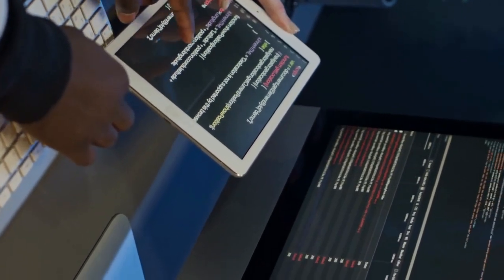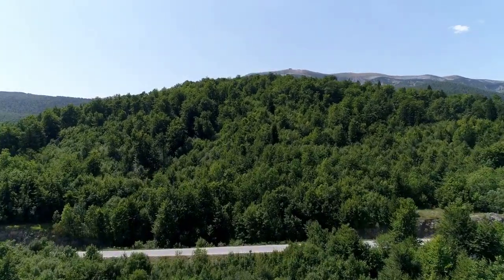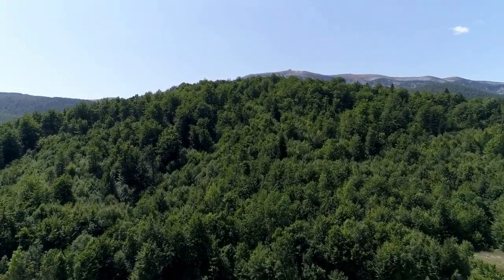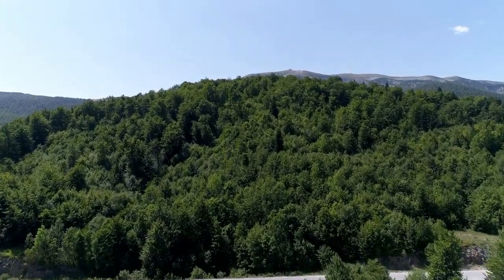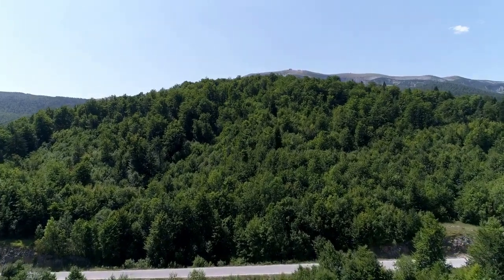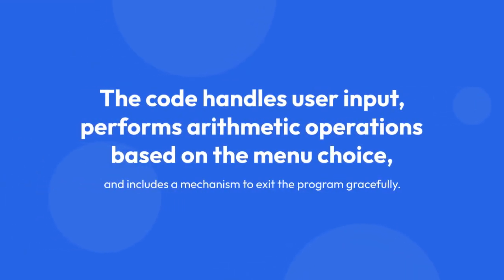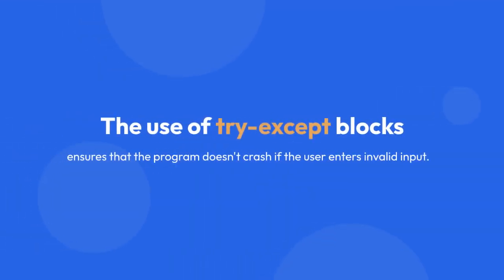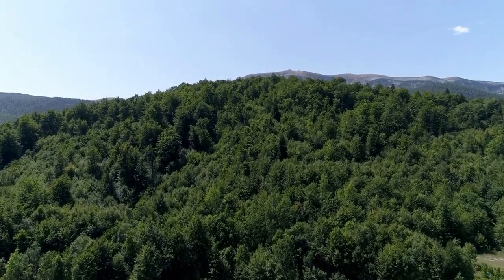This single paragraph describes creating a menu-driven program in Python. It starts with explaining the concept and structure, moves on to designing a sample menu for a simple calculator, details how to get user input and handle potential errors, explains performing calculations based on user choice, integrates a while loop to create the menu-driven behavior, and finally provides a complete code example with error handling for better understanding. The code handles user input, performs arithmetic operations based on the menu choice, and includes a mechanism to exit the program gracefully. The use of try except blocks ensures that the program doesn't crash if the user enters invalid input. Remember to expand this basic example by adding more features and menu options as you gain confidence.